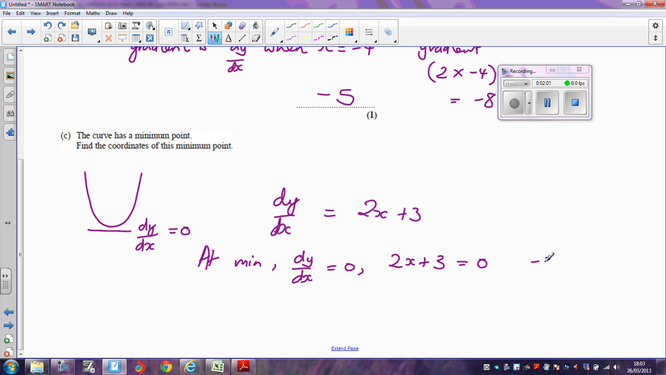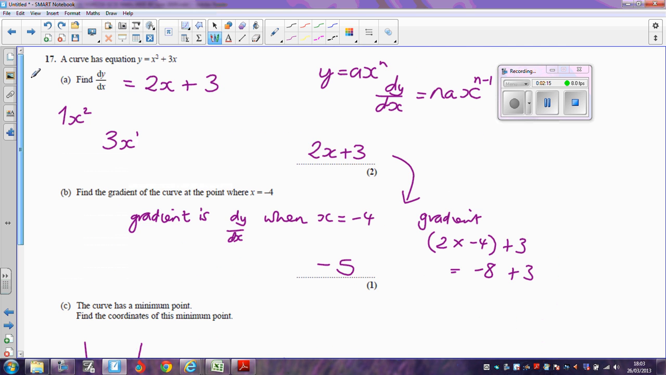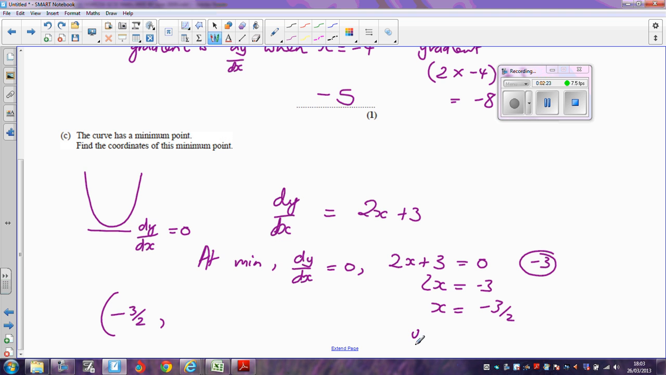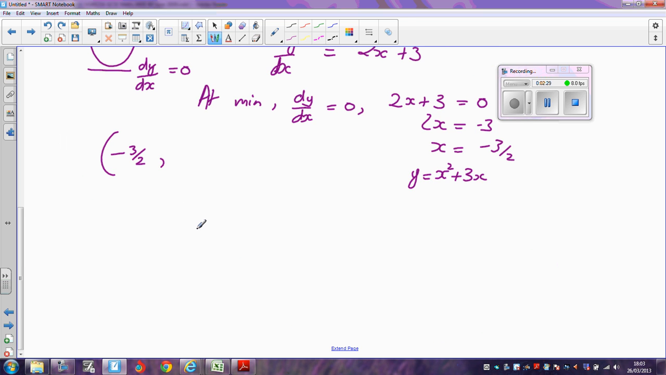If we just solve that, subtract 3 from both sides, 2x is equal to minus 3, x is equal to minus 3 over 2. So we've now got the x coordinate at the minimum point, and we now need to find the y coordinate. To find the y coordinate, we need to go back to the original equation, which tells you the relationship between x and y. So we know that y is equal to x squared plus 3x. In this case, x is minus 3 over 2, so y is going to be minus 3 over 2 squared plus 3 lots of minus 3 over 2.